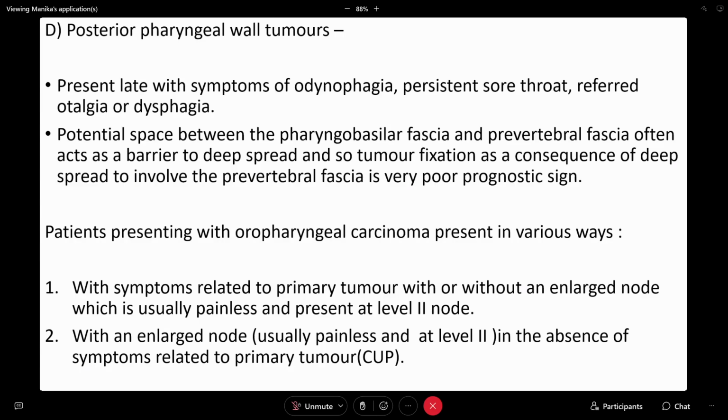Coming to the presentation of patients with oropharyngeal carcinoma, they present in various ways: with symptoms related to the primary tumor with or without an enlarged node, which is usually painless and present at level 2 node. Or with an enlarged node, usually painless, in the absence of symptoms related to the primary tumor. There is a carcinoma of unknown primary origin.